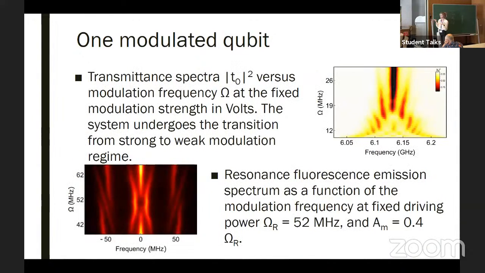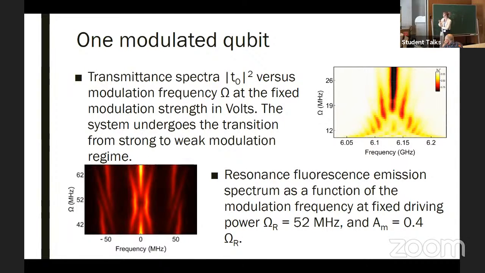Next, I fixed the modulation amplitude and swept the modulation frequency. On this plot, you can see a nice transition between the strong modulation regime, where you mostly see sidebands, to the weak modulation regime, where there is a central dip and then small sidebands. And as I said before, for my work, I don't really need the quantum nature of the qubit, but it's nice to sometimes show that there is actually something quantum about a modulated qubit.